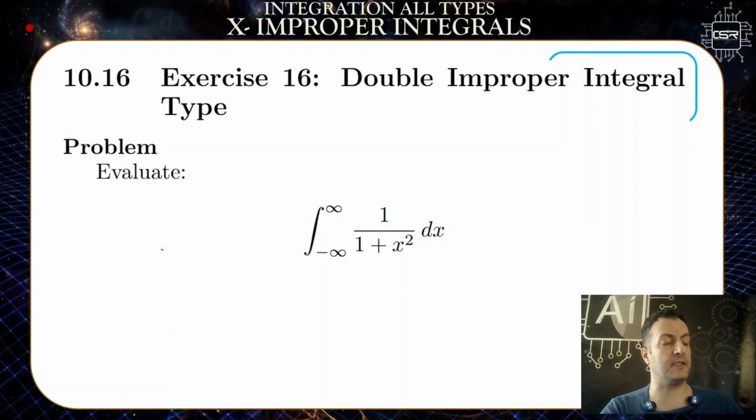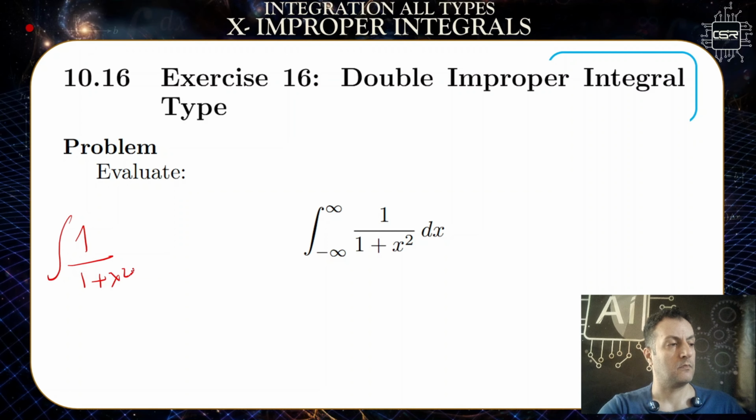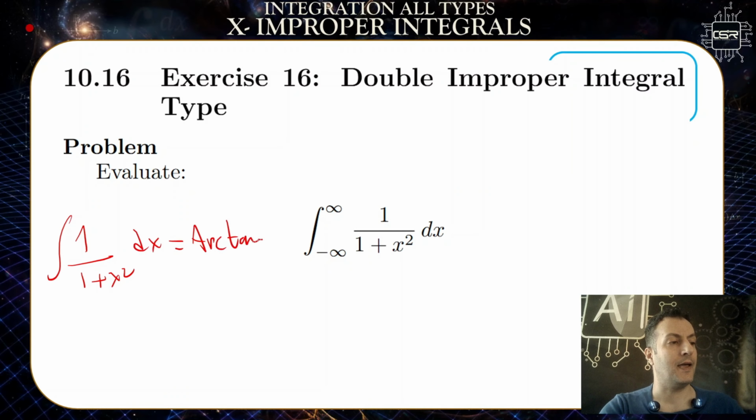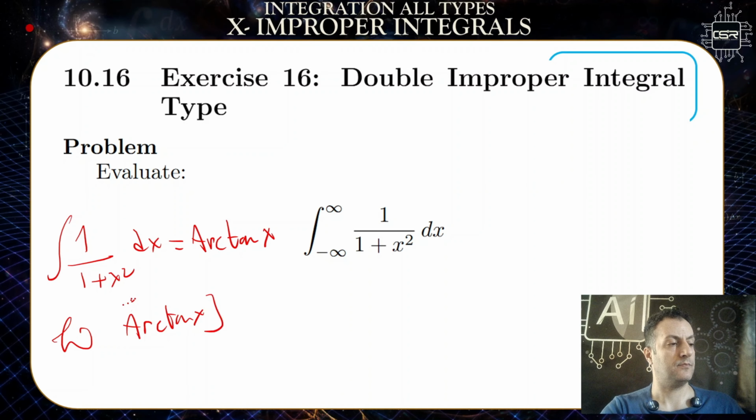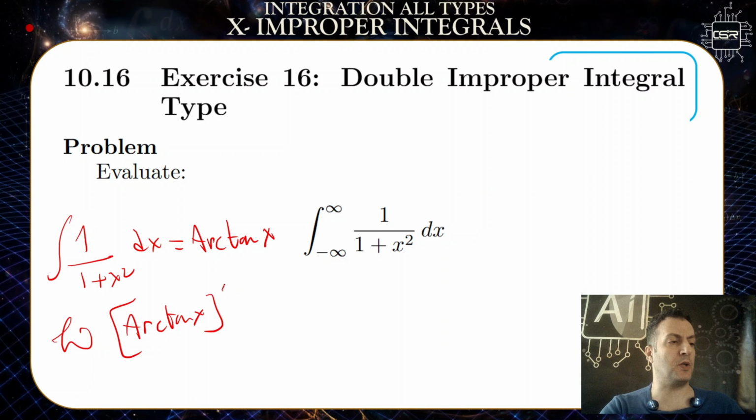Integral from minus infinity to plus infinity of 1 over 1 plus x squared dx. Now, this integral without bounds is equal to arctan x. So the limit of arctan x, which becomes between plus infinity and minus infinity.